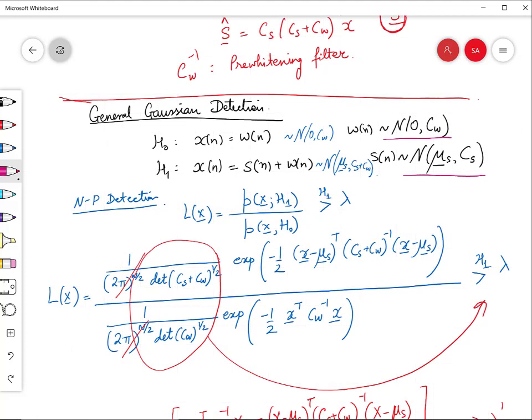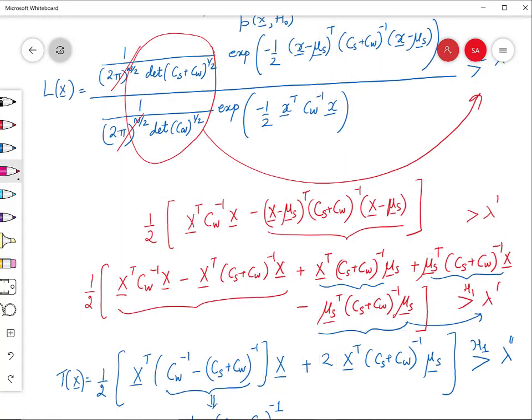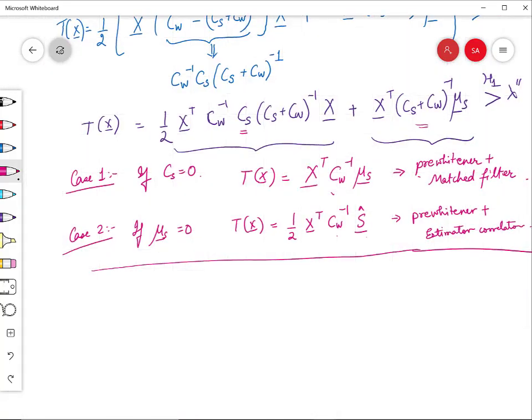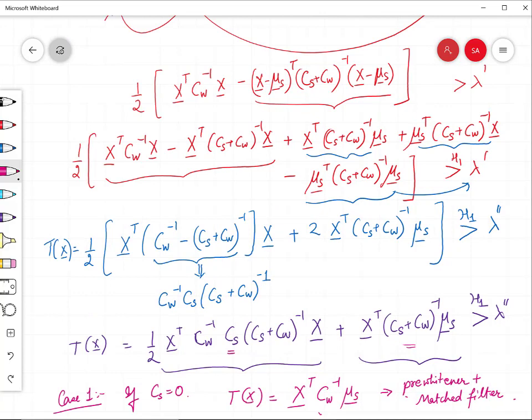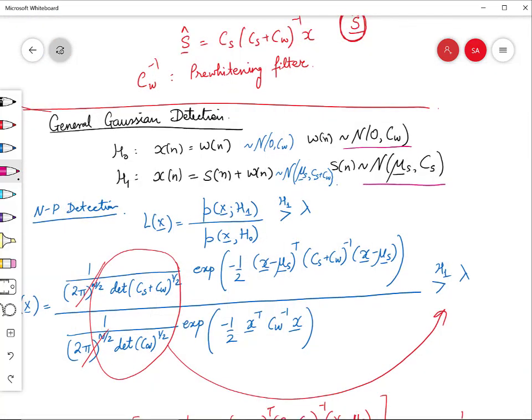We extensively made use of the likelihood ratio test or the NP detector to get our results. In the next class, we are going to look at the case where some of the parameters in these detectors may be unknown. Suppose, taking this particular example, it may be possible that I do not know C of W or C of S or mu of S. Some of the parameters of the PDF are unknown to us, and we will see in those cases how we detect a particular hypothesis.